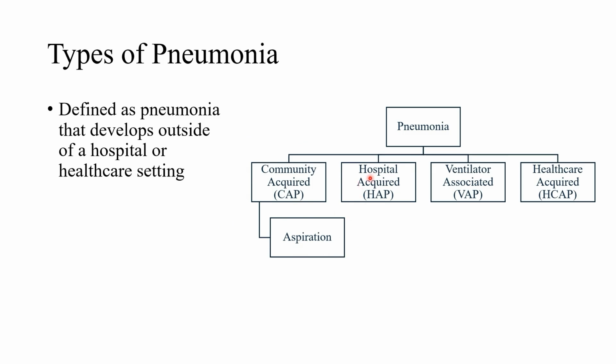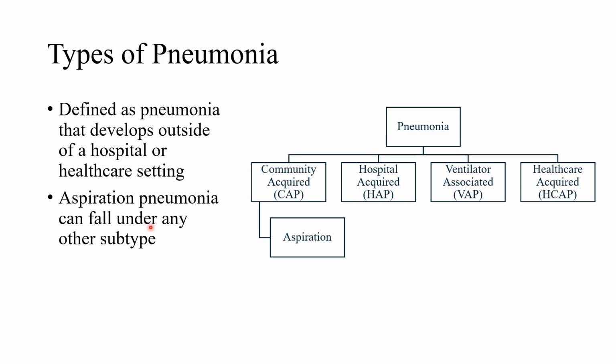But besides CAP, we have HAP, hospital-acquired pneumonia, which is defined as a pneumonia that develops after 48 hours of being in the hospital. VAP, which is ventilator-associated pneumonia, develops after 48 hours of being on a ventilator. And so this is a new subtype here, HCAP, which is healthcare-acquired pneumonia. This is pneumonia that develops in a non-hospital setting, like a nursing home, rehab facility, that type of thing. Just to make the point again that aspiration pneumonia can fall under any of these, but is typically treated the same as the one it falls under. It's not its own entity anymore.